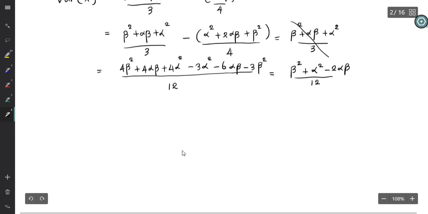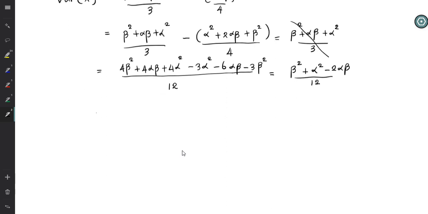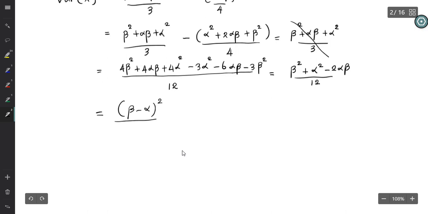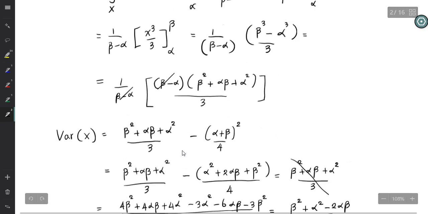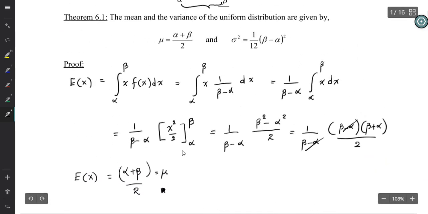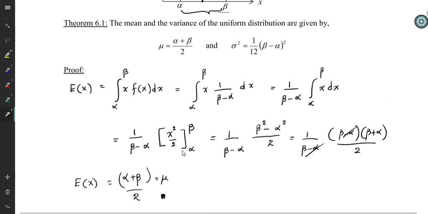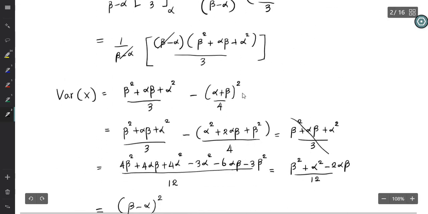I hope this is clear to all of you, this expansion and the simplification. Now if you look at this, this is none other than beta minus alpha all squared, the quadratic form. If you expand this, you can get beta squared minus 2 alpha beta plus alpha squared over 12. So this is exactly the variance we wanted to prove: beta minus alpha whole thing squared divided by 12.